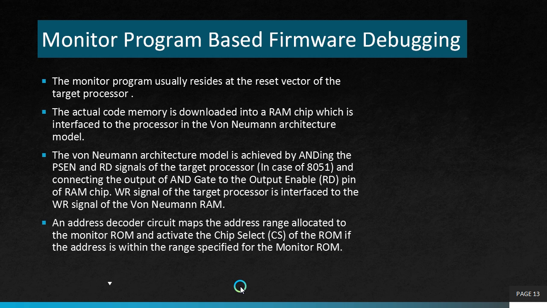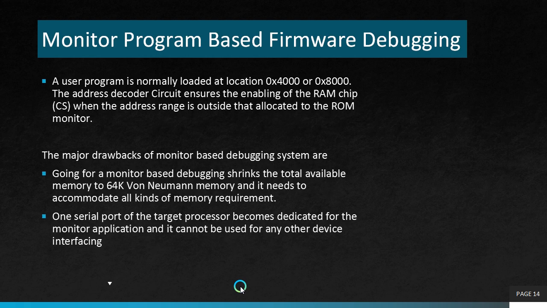An address decoder circuit maps the address range allocated to the monitor ROM and activates the chip select, that is CS, of the ROM if the address is within the range specified for the monitor ROM. A user program is normally loaded at location 0x4000 or 0x8000. The address decoder circuit ensures the enabling of the RAM chip, that is the CS, when the address range is outside that allocated to the ROM monitor.